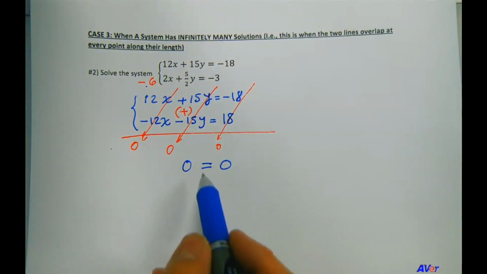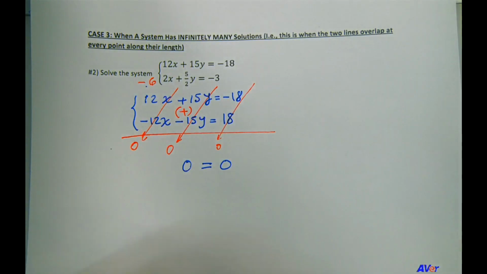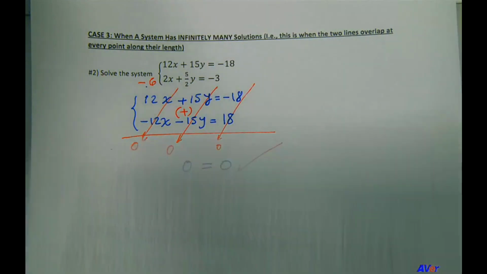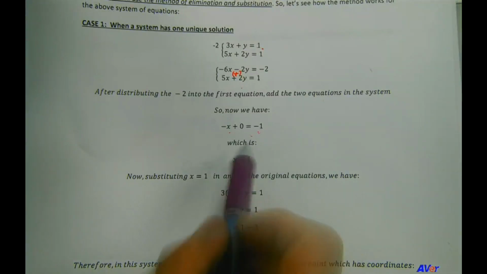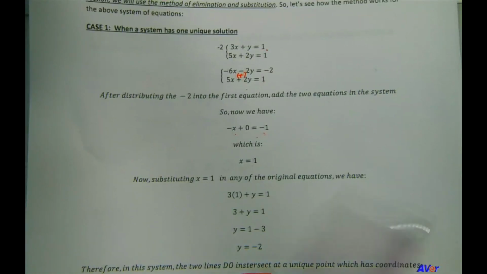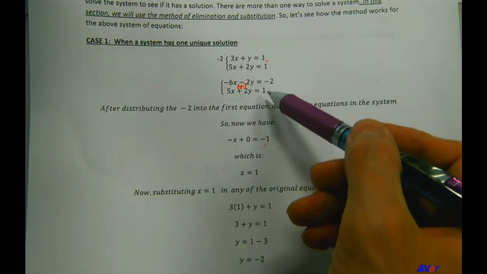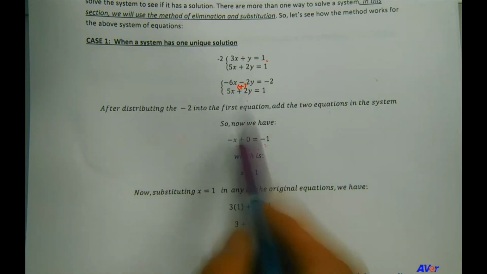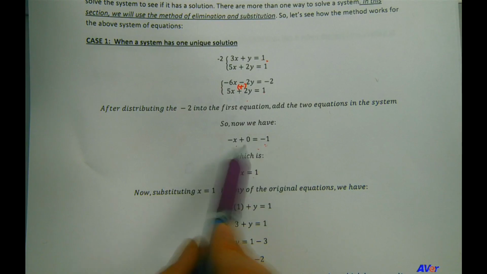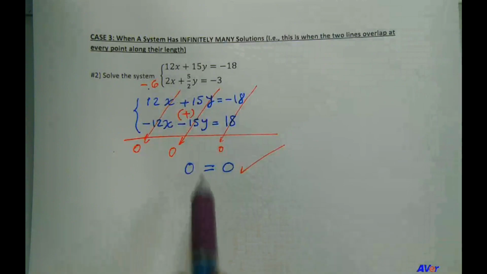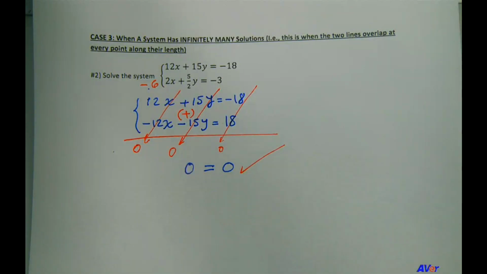No one can argue with that, right? 0 equals 0. But notice that this final equation, if I bring back that old one, see, when we looked at the first case when there was one unique solution, after you add the equations, we ended up with an equation with one variable which we had to solve for, right? And x equals 1. But here, the equality is not contradictory, 0 equals 0 always.